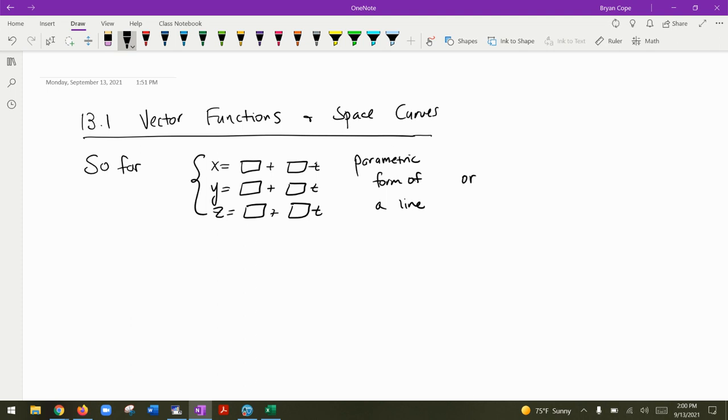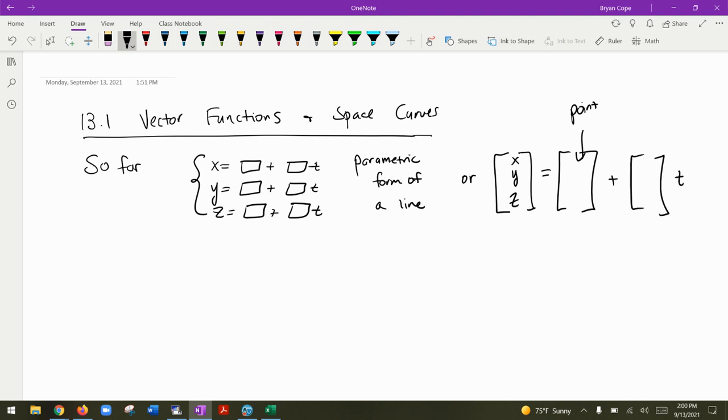Or we have another form. We can write it like this. We can write it as x, y, z. This is called like vector form. And then we write that point right here. And then we write that direction vector here, you know, direction vector times t.